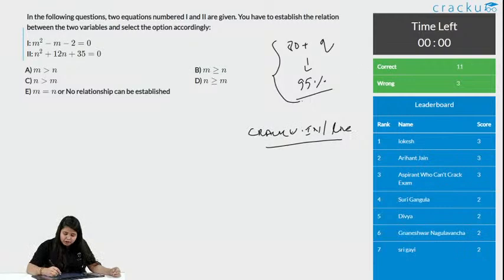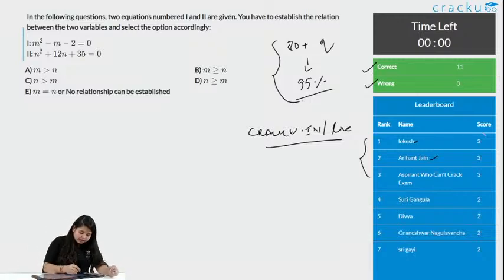Okay, 11 people got this correct and 3 wrong. Chalo, let us do this, it is a simple one. The top 3 people on the leaderboard are Lokesh, Aryan Jain, and Aspirant Who Can't Crack Exam, with the same score. The others, Suri, Divya, Ganeshwar and Sri Gai, are also with the same score. So, let us solve this.